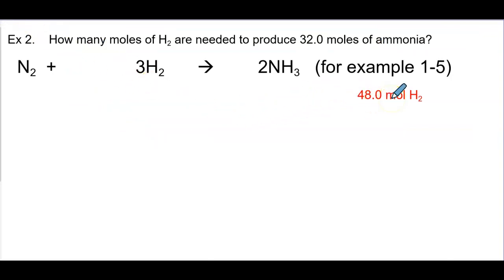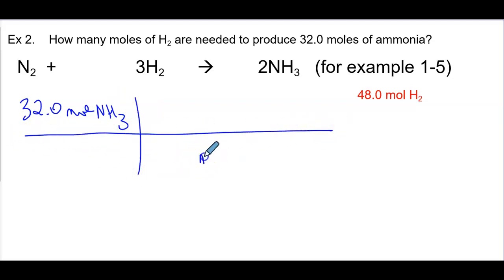Okay, we are going to start this one. I've got that same balanced chemical equation. We're going to start with 32.0 moles of NH3, and we're going to start our grid. We know we have to have moles of NH3 here. Why? Because I know it cancels. I have moles in a top position, so my next grid work is going to be moles over moles, or I like to say the mole shuffle. Where we're going goes on top. We're going to this chemical, H2.